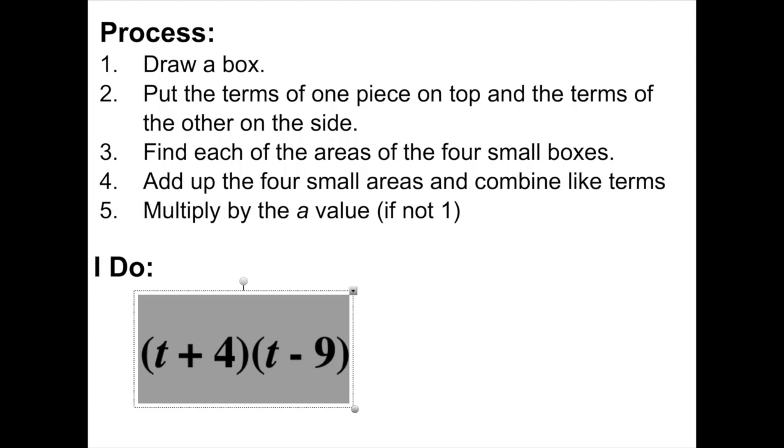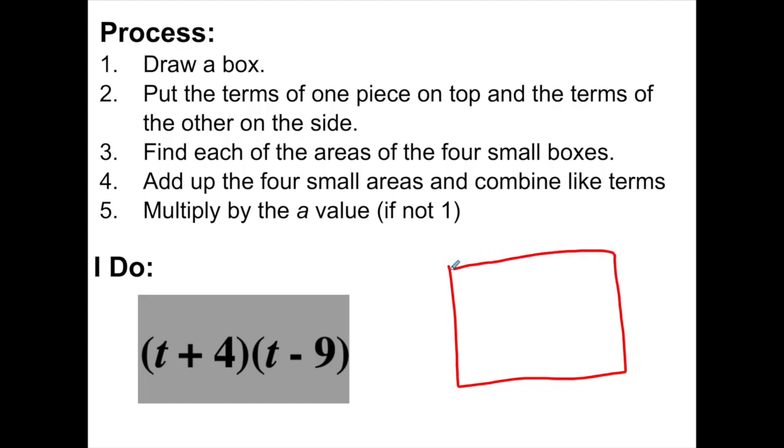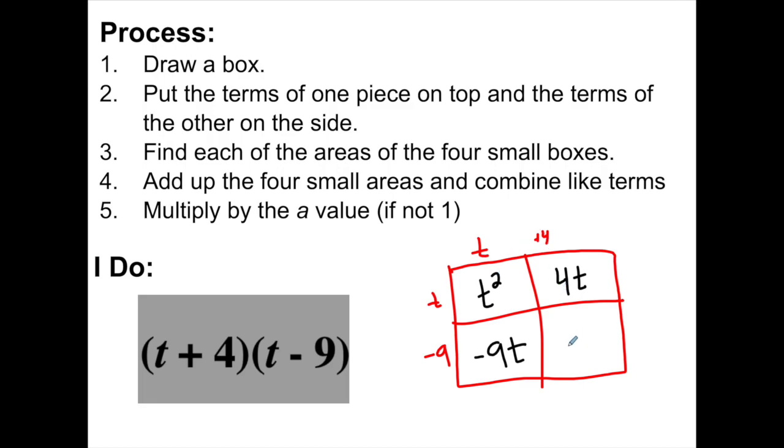All right, so let's get started with an example of t plus 4 and t minus 9. So as you can see, I'm already starting to build my box. So I'm going to do t plus 4. I'm going to do t minus 9. And let's start to calculate the areas. So I've got t times t. That's t squared, right? T times itself. 4 times t. That's 4t. Negative 9 times t. That's negative 9t. Negative 9 times 4. That's negative 36.